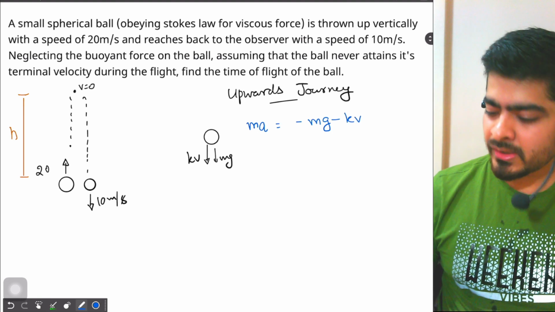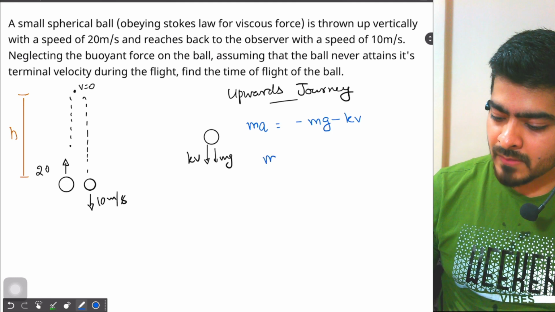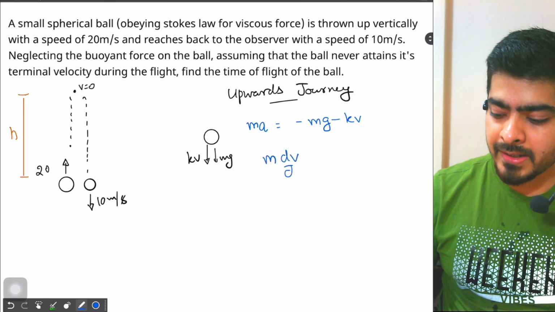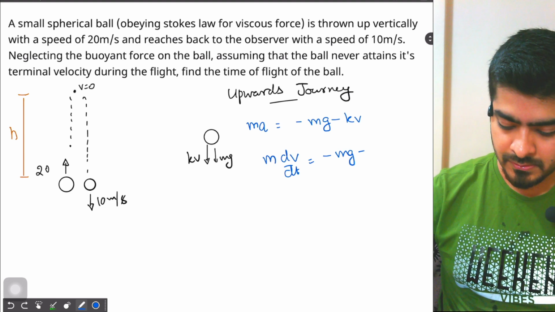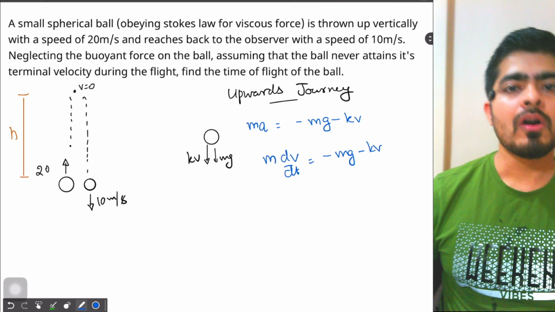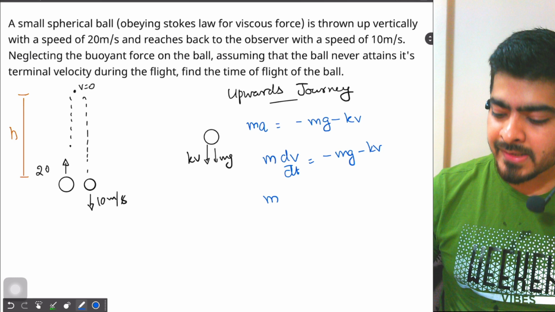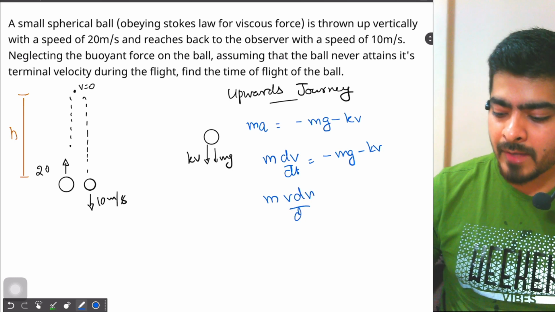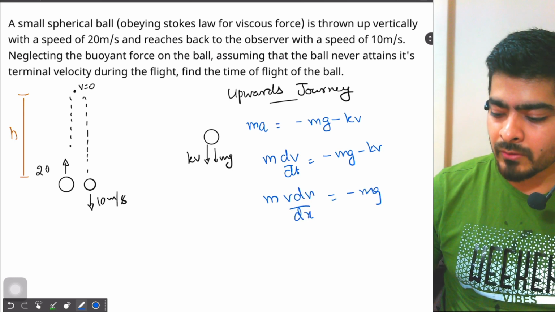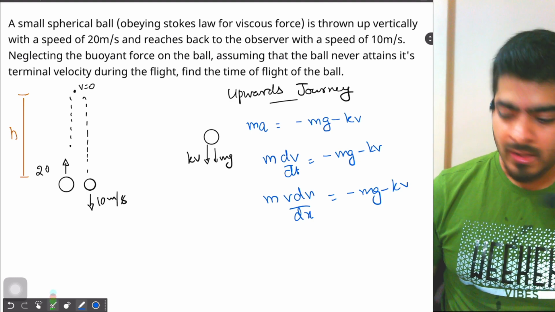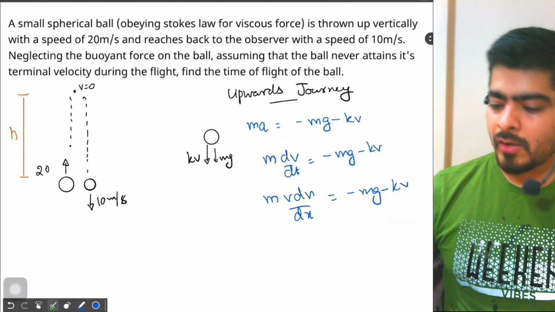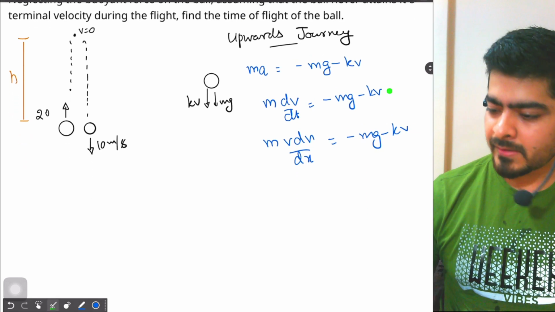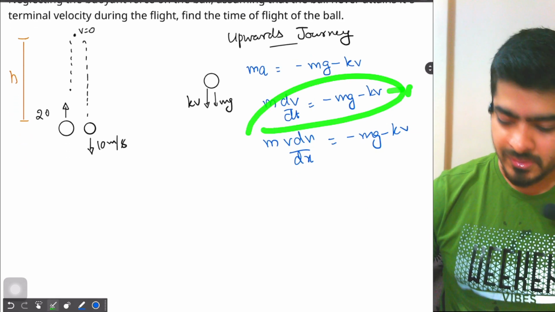Now acceleration could be written as m dv/dt = -mg - kv, or it could also be written as mv dv/dx = -mg - kv. So we have to solve both of these equations. I'll tell you how to integrate them. First we will integrate equation number 1, this is your first equation.